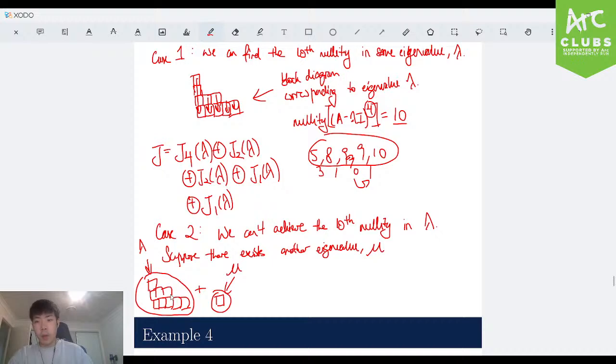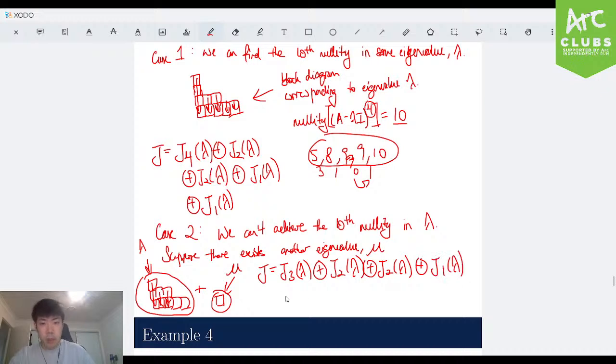And again, we can just read off our block diagram to get our Jordan form. We will have that our Jordan matrix will be the direct sum of a Jordan block of size 3 corresponding to eigenvalue lambda, direct sum a Jordan block of size 2 corresponding to eigenvalue lambda, direct sum a Jordan block of size 2 corresponding to eigenvalue lambda, direct sum a Jordan block of size 1 corresponding to eigenvalue lambda, direct sum a Jordan block of size 1 corresponding to eigenvalue lambda, and then finally a direct sum of Jordan block size 1 corresponding to not eigenvalue lambda, but instead eigenvalue mu.